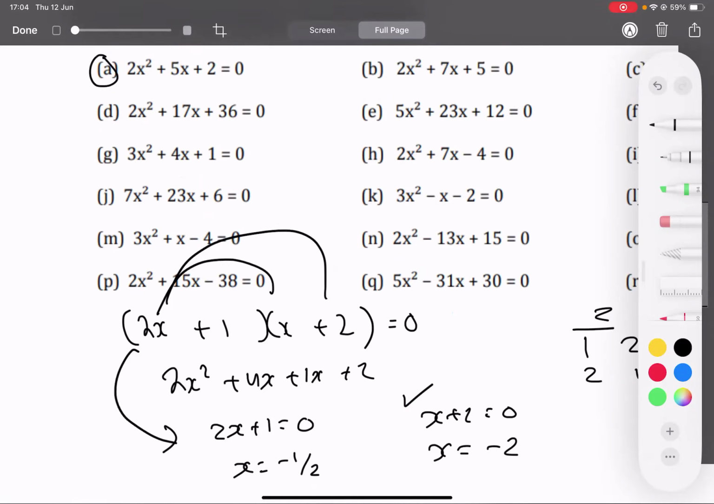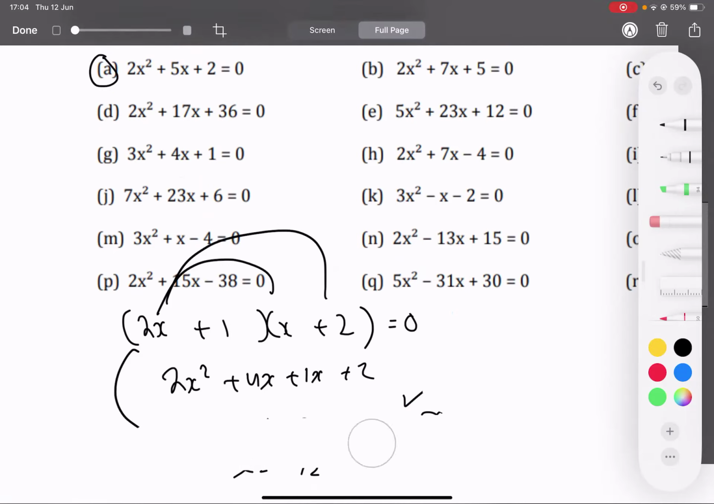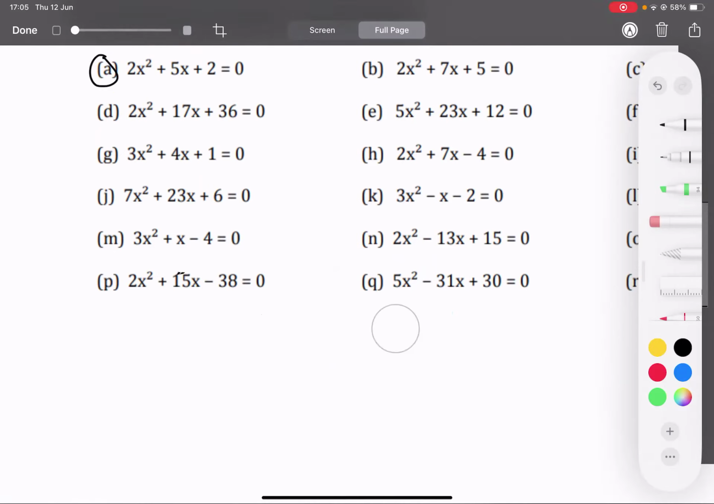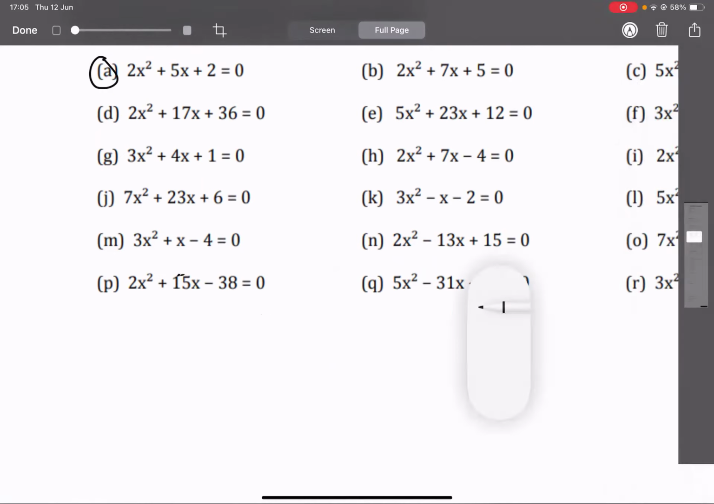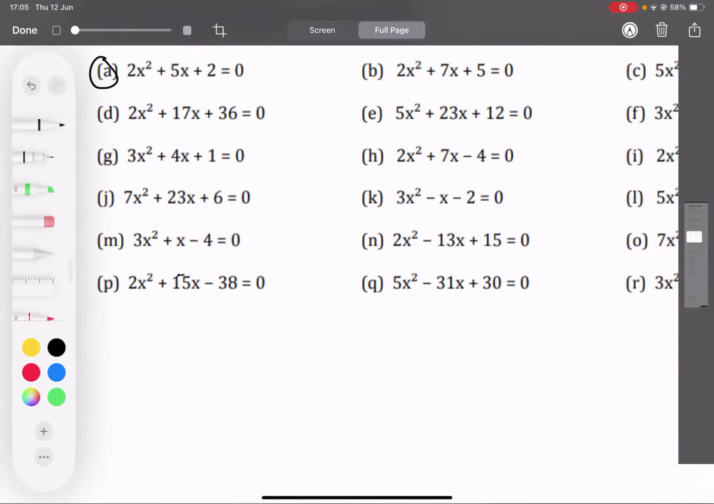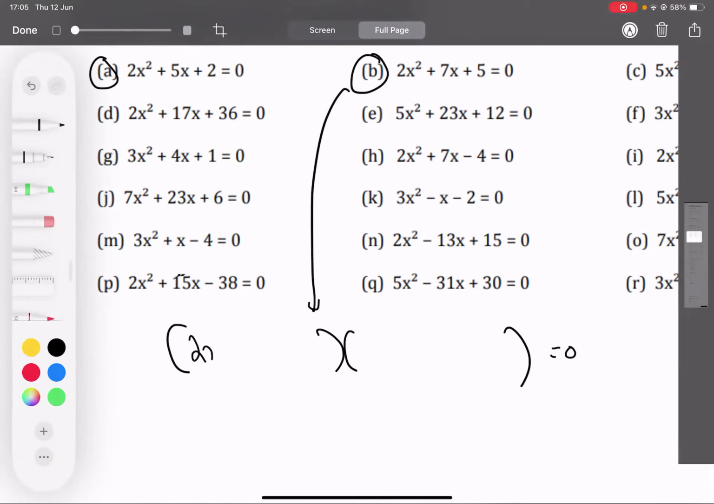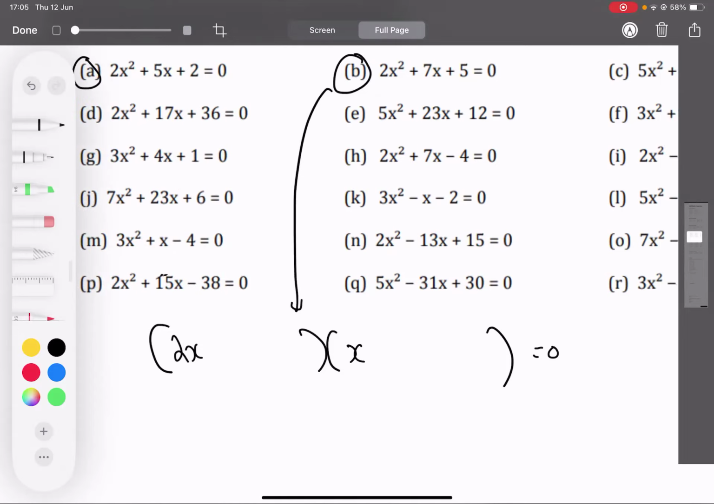Okay. That was the hardest bit that we did, probably the hardest part of quadratics. So if we do b together, what do I need in my brackets? 2x and x. Good. And then plus something that multiplies to 5. Exactly. And what are all the different variations? 1 and 5, 5 and 1. Then you just get lucky or you try both and you expand and you check.